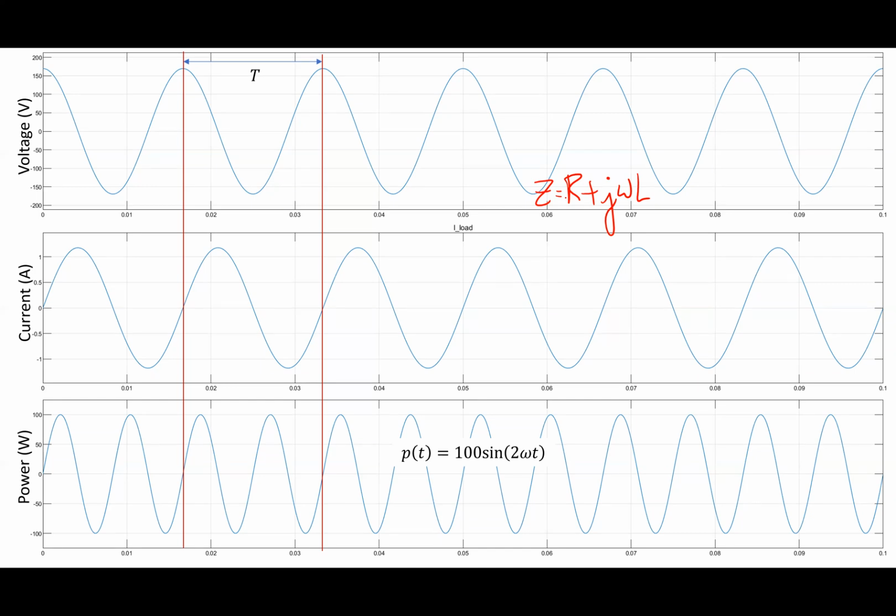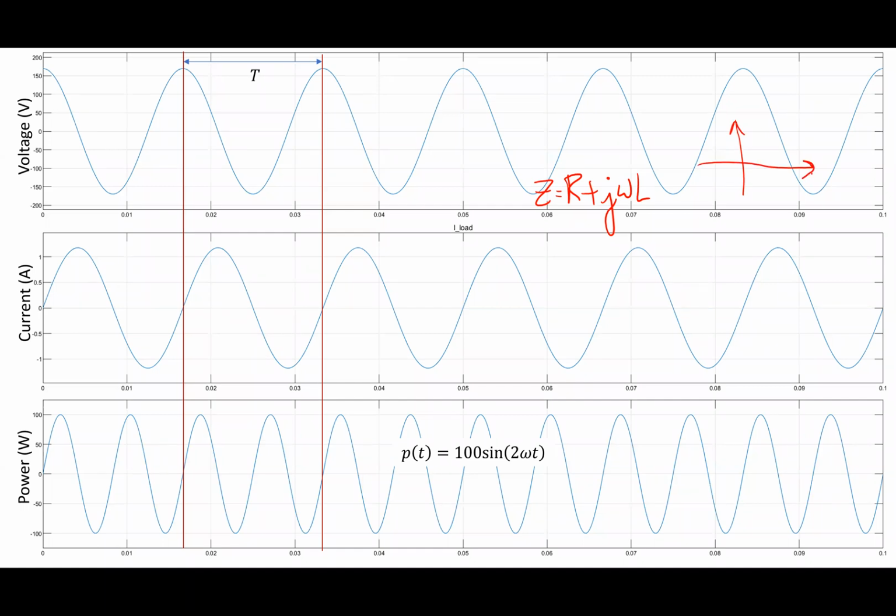Negative 90. So if I have R plus j omega L, where would the angle of that be? With the j omega L, j omega L definitely has 90 degrees. R has 0, but that's a vector, isn't it? R plus j omega L, where would that be?